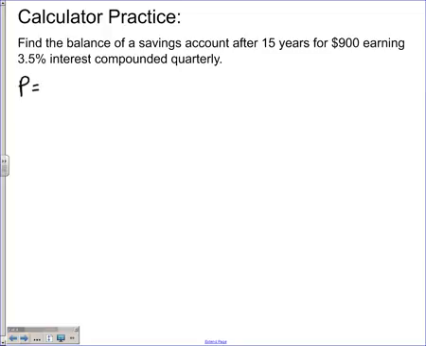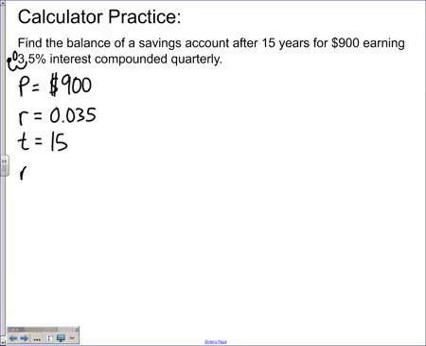It's really important to write out what you know before you dive into it. So first, the principal, the amount of starting money in the account, is $900. The next thing we can do is find our interest rate, r, and we're going to move the decimal point 2 places back, so that would be 0.035. Our t value is how many years we're going to leave that money in the account, and this is 15 here. And finally, n is compounded quarterly, so that's 4 times in 1 year. So n equals 4.